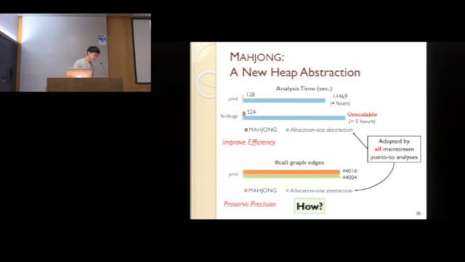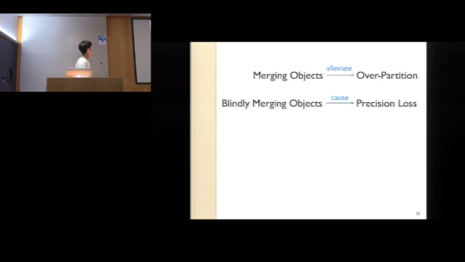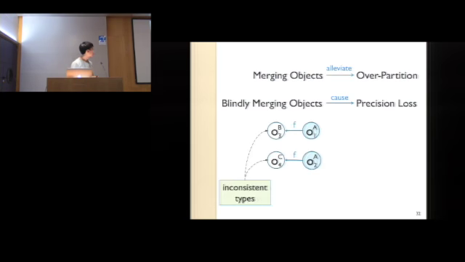How do we achieve this? Our insight is that we know merging objects can alleviate the pointer analysis problem and improve efficiency. We also know that blindly merged objects will cause precision loss. The reason is that the types of objects pointed to by the same field of the merged objects are inconsistent. And once such objects are merged, you will load more types from the field access to the merged objects.